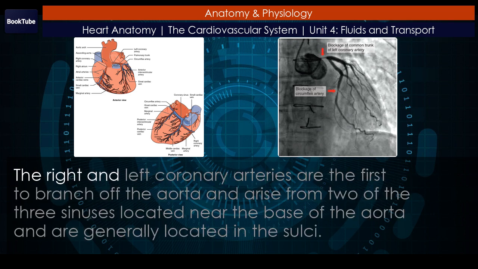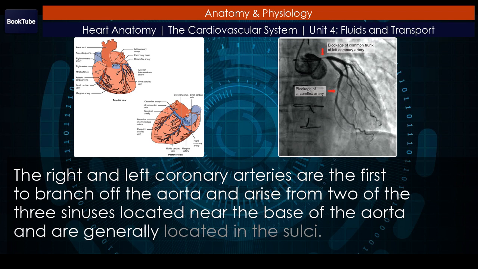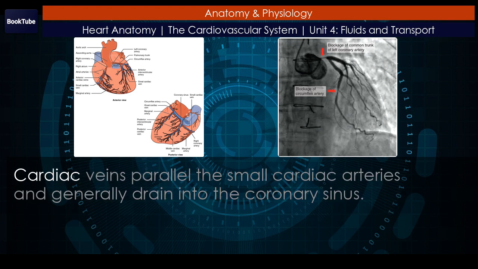The right and left coronary arteries are the first to branch off the aorta and arise from two of the three sinuses located near the base of the aorta and are generally located in the sulci. Cardiac veins parallel the small cardiac arteries and generally drain into the coronary sinus.